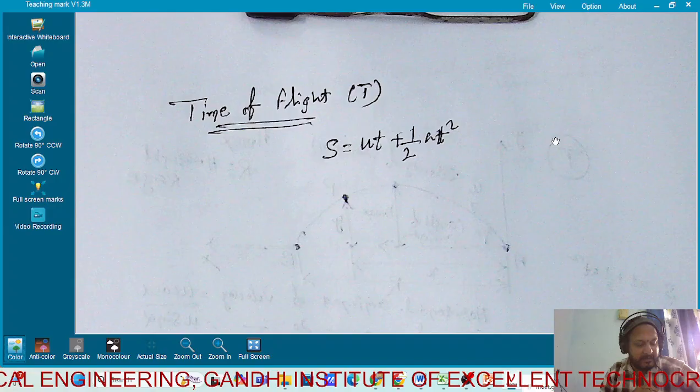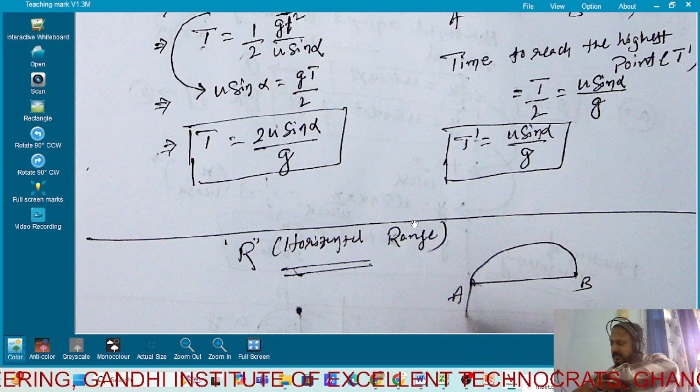Next, one more is R. What is R? The horizontal range. Okay, so let us see how to find the horizontal range. Horizontal range, what is the definition? Again, same diagram, again and again I'm drawing this. Point A to point B. This horizontal distance, when you calculate, is called the horizontal range. It is the horizontal distance between the point of projection.